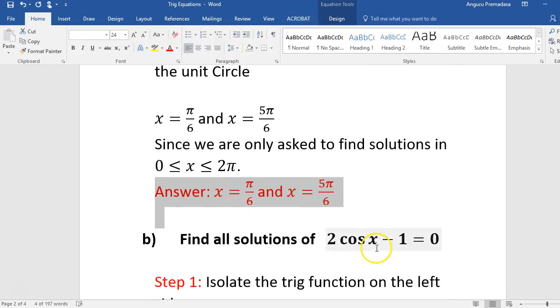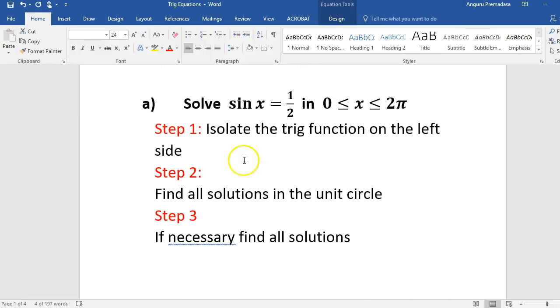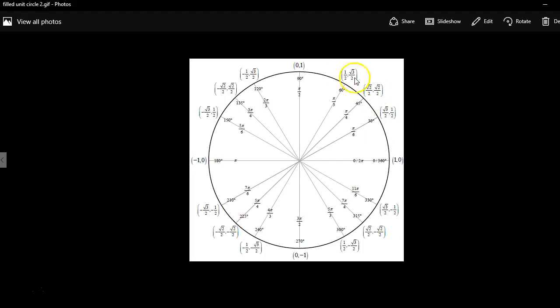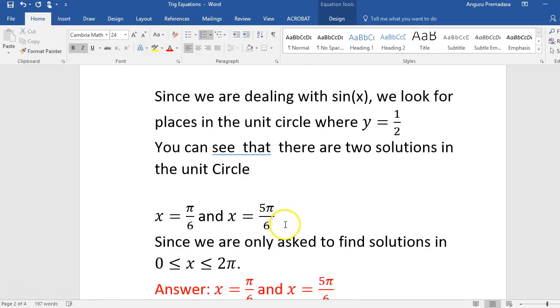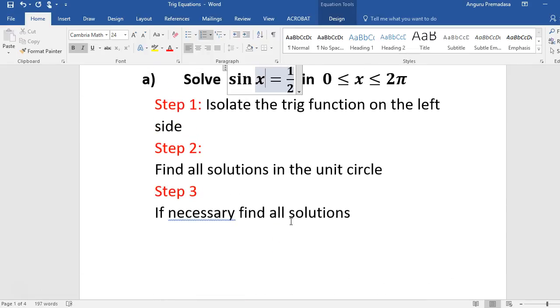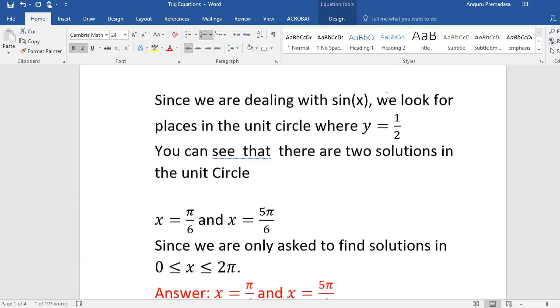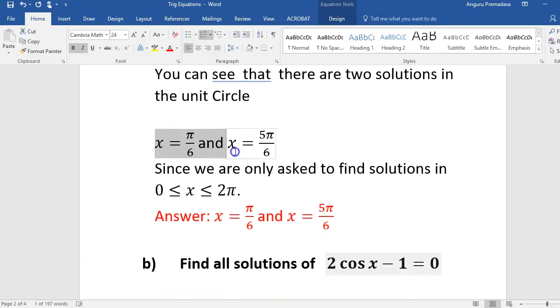Now once again, the 3 steps are: first, you isolate the sine, or the trig function, whatever it is, on the left hand side. Then you look at the unit circle and find out, depending on the trig function, what the solutions in the unit circle are. Usually there are two solutions in the unit circle, and you write them down. Then you check whether they are asking you to find only the unit circle or everywhere. Here they want only the unit circle, so we have two answers: x equals pi over 6 and x equals 5 pi over 6.